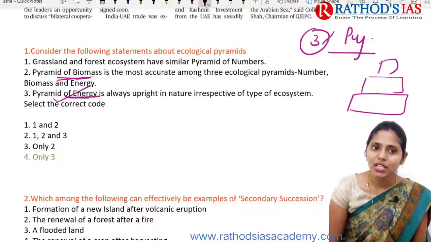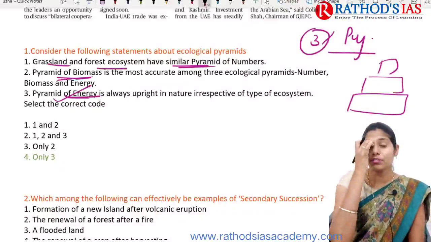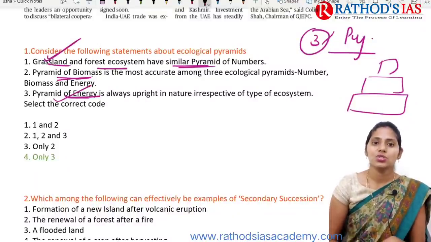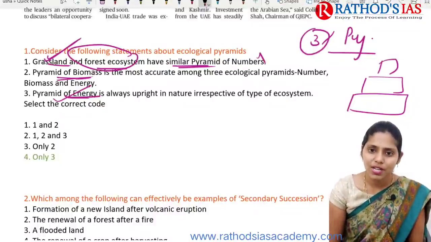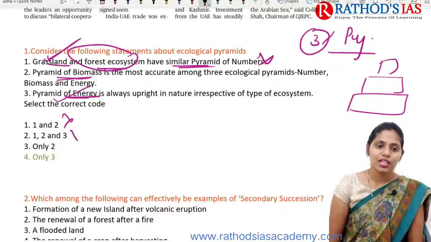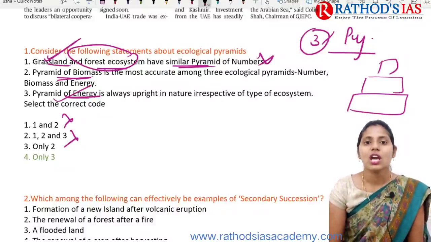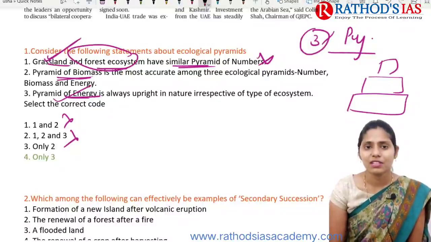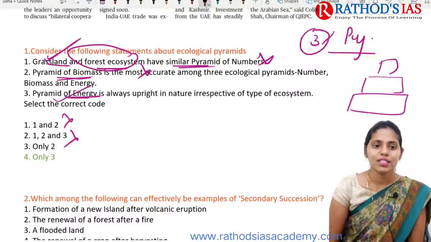So the first statement is that grassland and forest ecosystems have similar pyramids of numbers, but that does not happen. In the grasslands, the grass is in very large numbers, but in the forest ecosystem we have fewer trees, right? So this statement is absolutely incorrect. You can eliminate this first statement. And the second one is that the pyramid of biomass is the most accurate among the three ecological pyramids. Pyramids of number and, among these three pyramids, it is not at all accurate. So you can also eliminate this second statement.